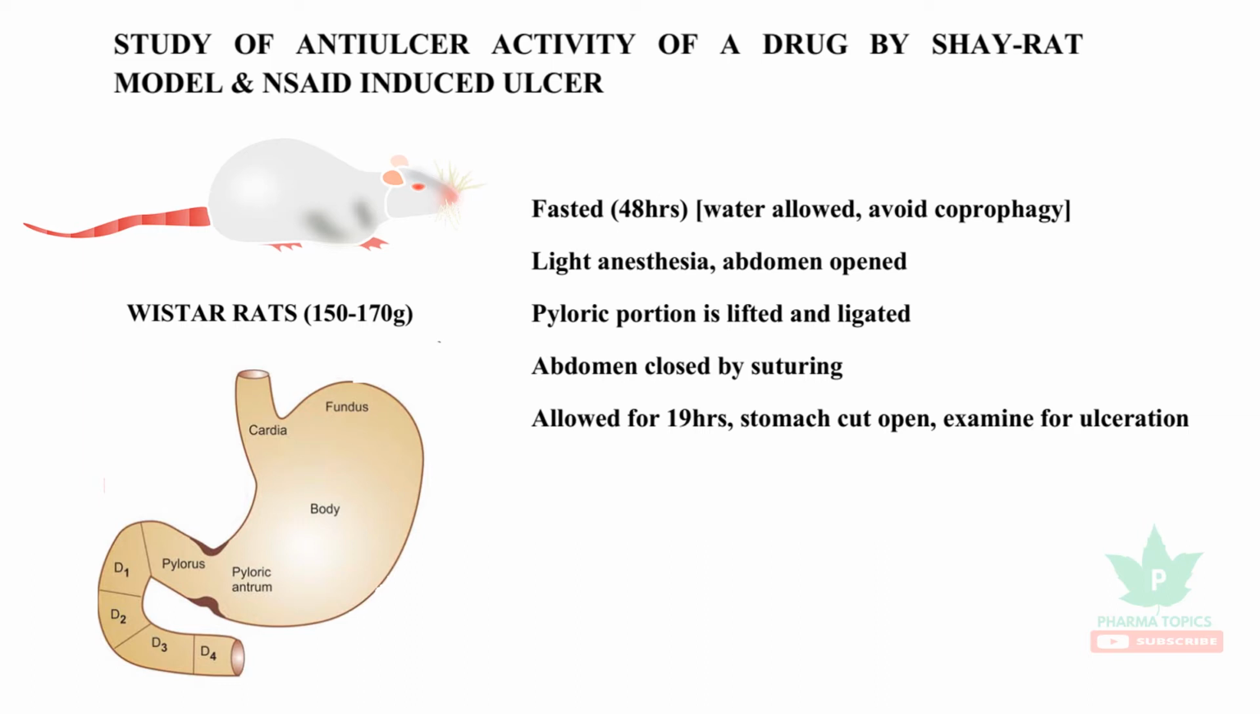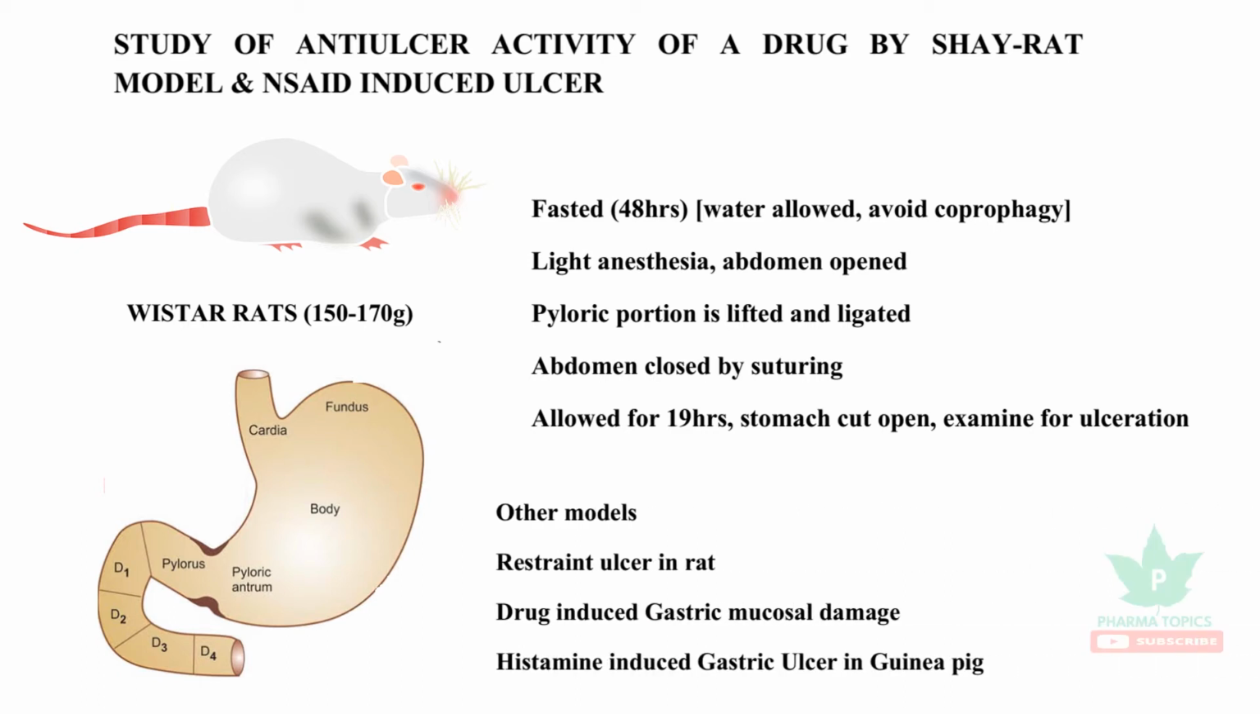Then the stomach is cut open and examined for ulceration. The test drugs or the standard drugs are administered for 28 days prior, and then this model is applied. The other models are restraint ulcer in rat, drug-induced gastric mucosal damage, and histamine-induced gastric ulcer in the guinea pig. So let us see how this model works.